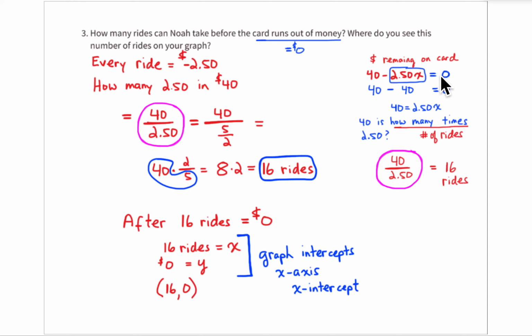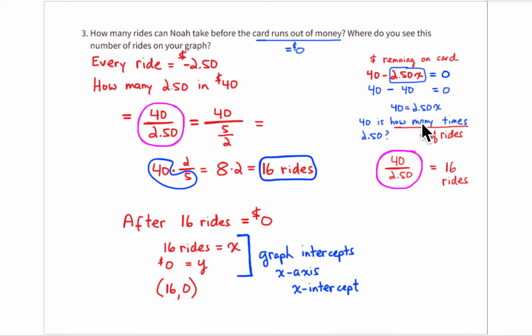How do you get this to equal 0? Well, this part right here, and I mentioned this before, has to equal $40. So 2.5 times what number equals 40? So if you figure out what number to put in here for x and multiply that times 2.5, that's going to equal 40. And 40 minus 40 is going to equal 0. You have used up all the money on the card. So if this part of the expression has to equal 40, you can write that: 40 has to equal $2.50 times x, or 2.5 times x.